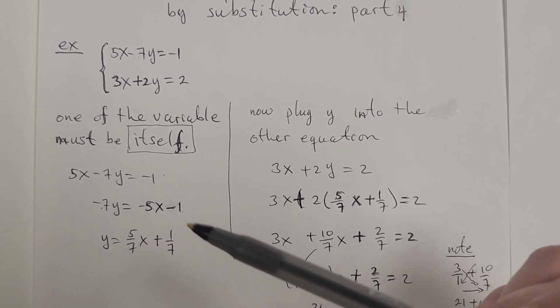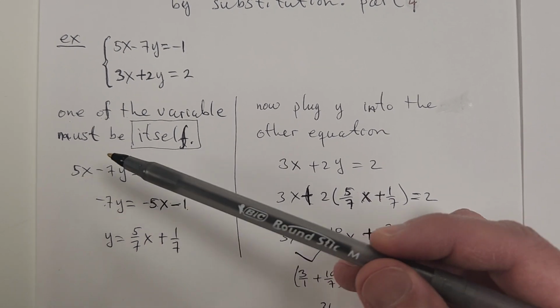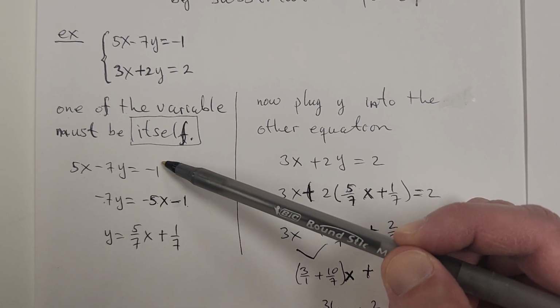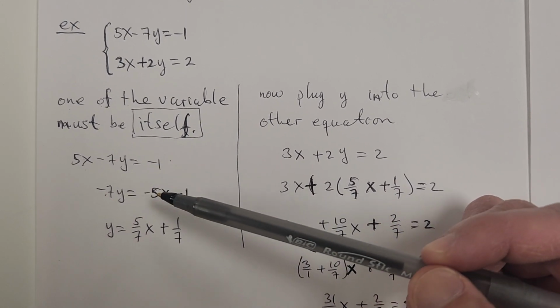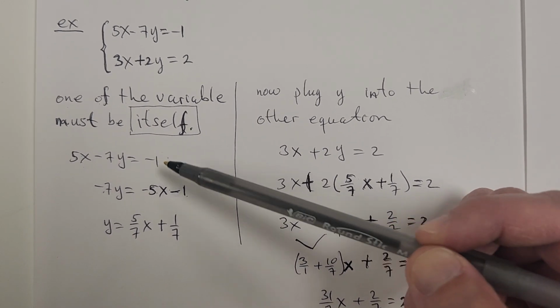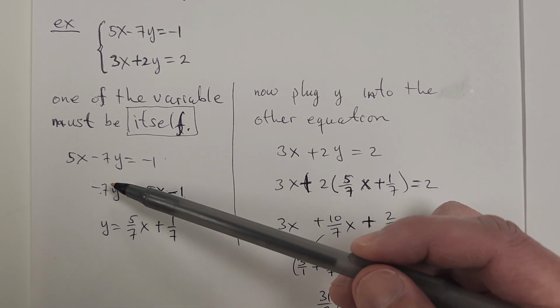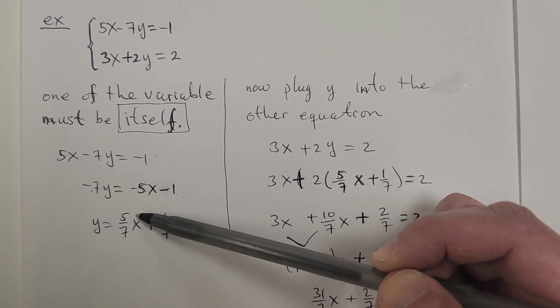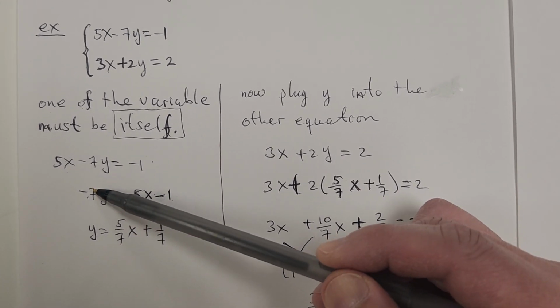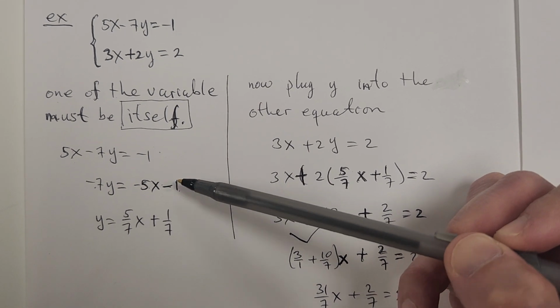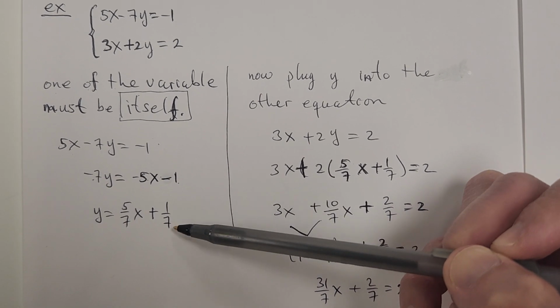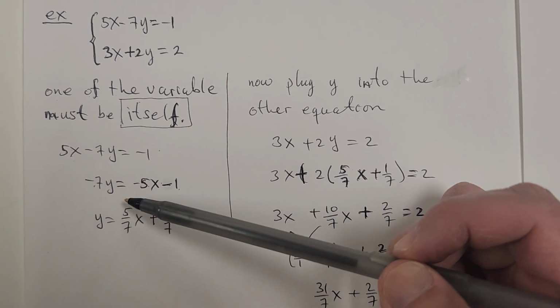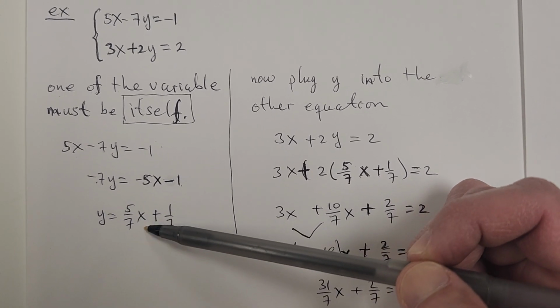I'm going to move the 5x over to the right hand side, so positive becomes negative. Don't forget the -1. Now I'm going to divide by -7. -7 to the -5 gives me positive, and -7 to the -1 becomes positive 1/7. Okay, so now y is by itself.